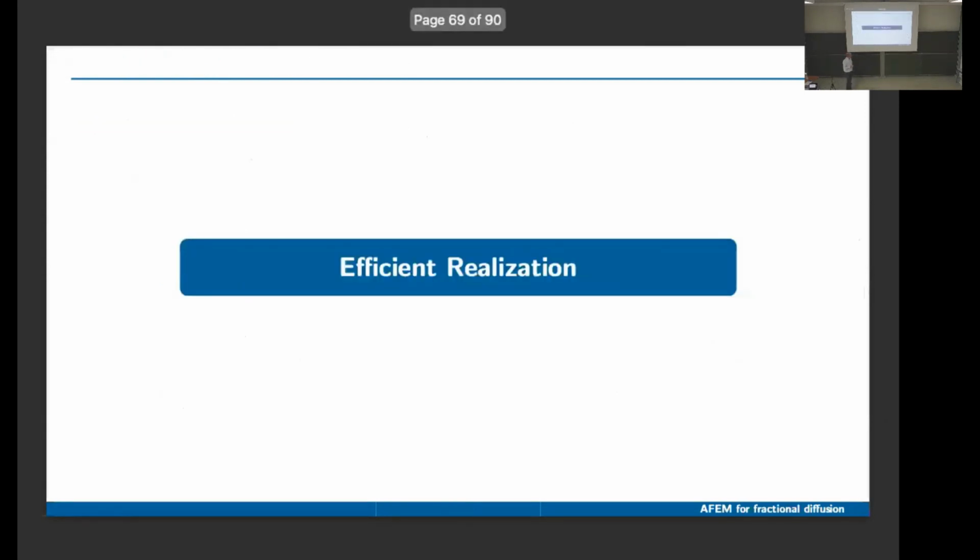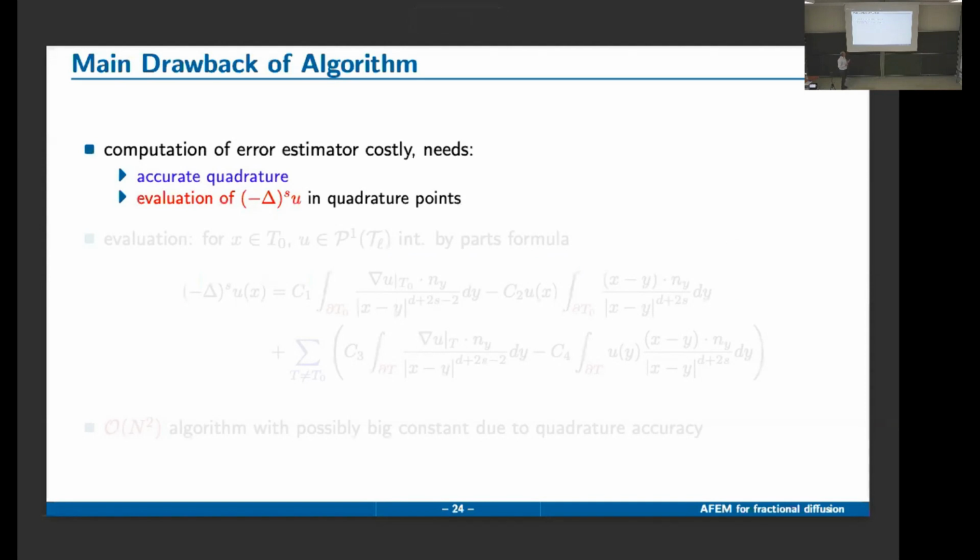Okay, I'm good in time. So I just said we can compute these error indicators. Yes, we can, but there are some computational difficulties. Let me sum them up here. We need to compute the L2 norm of the operator applied to a discrete function. This might get singular. So in order to compute this L2 norm, we need some kind of accurate quadrature for each element.